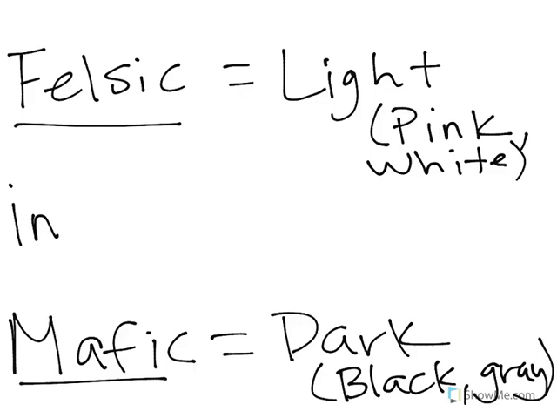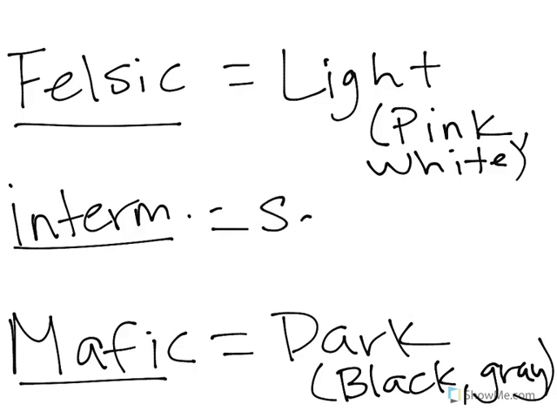If we want to think of something that's intermediate, because it has almost equal amounts of silica and oxygen, we're going to see that it has what we call salt and pepper. So it's going to have light and dark. What it literally looks like is someone took a salt shaker and a pepper shaker and dumped them out on the table and mixed them up.